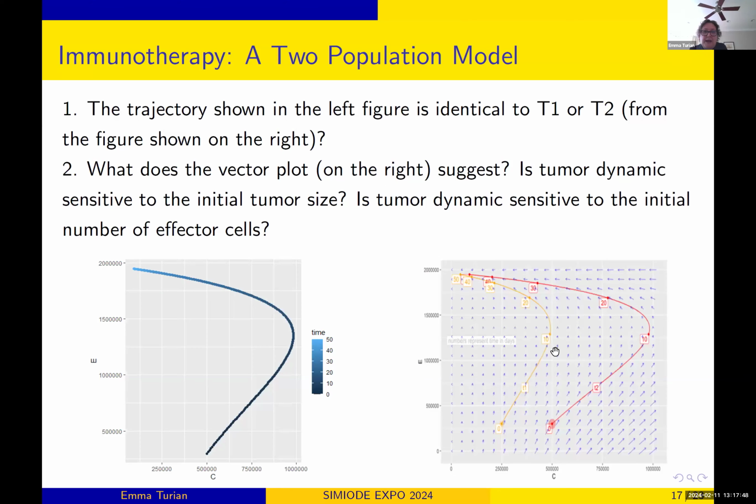Then once we have these trajectories, we discuss actual values. What do they mean? The trajectory shown on the left is identical to T1 or T2. And what does the vector plot on the right suggest? Is tumor dynamic sensitive to the initial tumor size? Is the dynamic sensitive to the number of effector cells? So we get to discuss these two things in here.